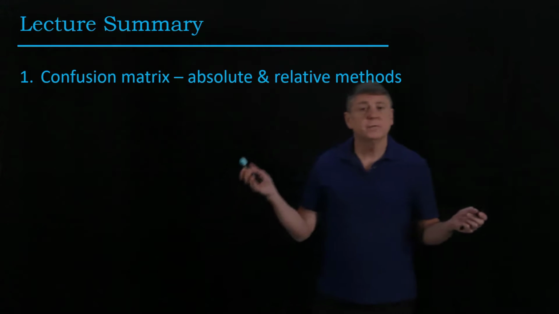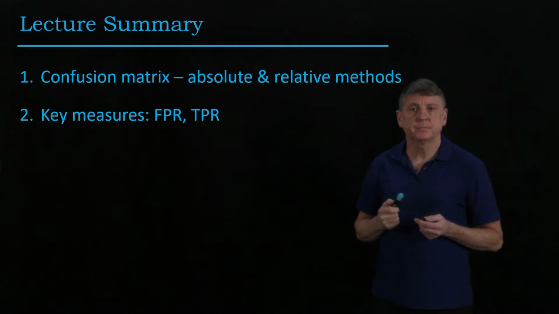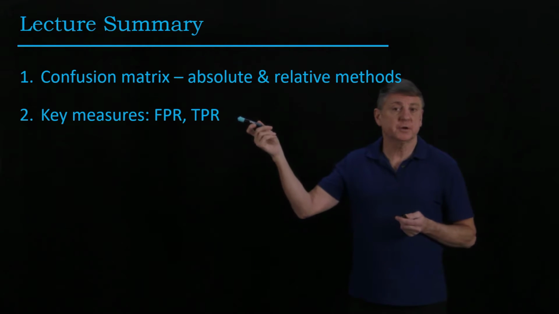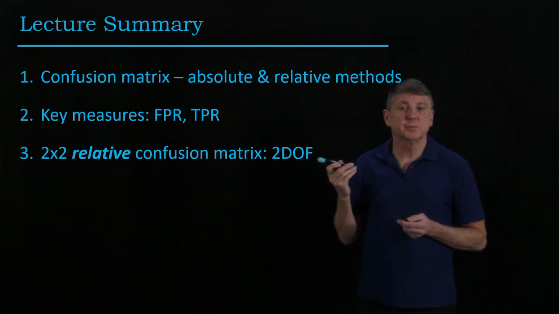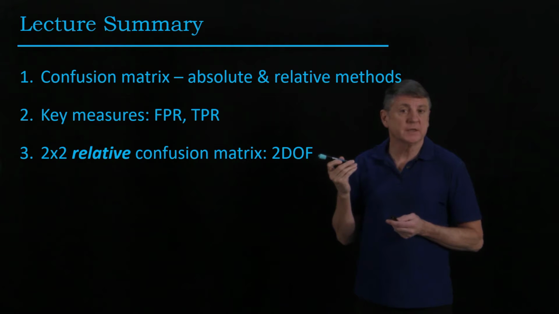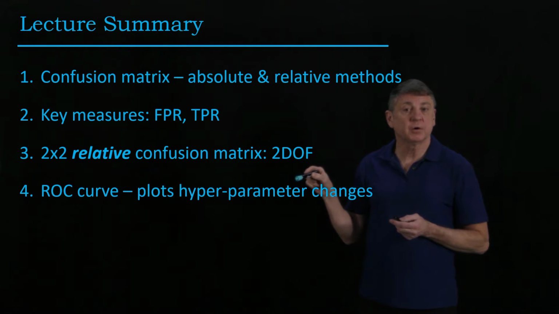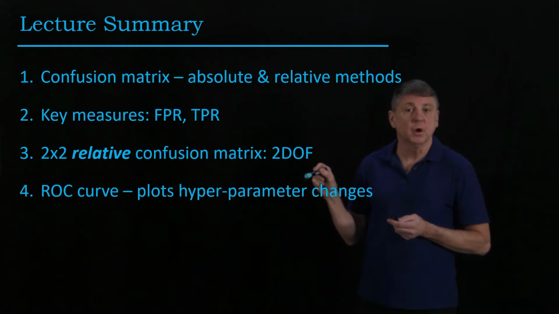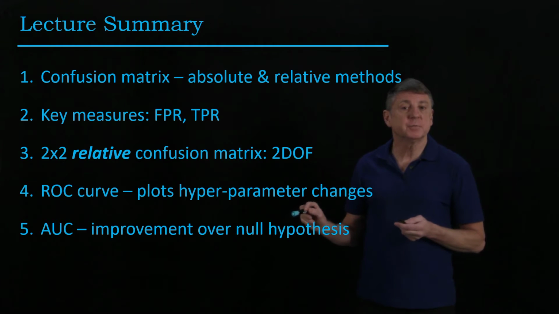In this lecture, we've gone through the confusion matrix, both in its absolute and in its relative form. The key measures for the confusion matrix are the false positive rate and the true positive rate. This leaves us with a 2x2 relative confusion matrix that only has 2 degrees of freedom. These 2 degrees of freedom can be plotted as the ROC curve, and as we change a hyperparameter, such as the threshold of a score, we can see how the ROC changes with this hyperparameter change. And the area under the curve gives us the improvement of our method over the null hypothesis.